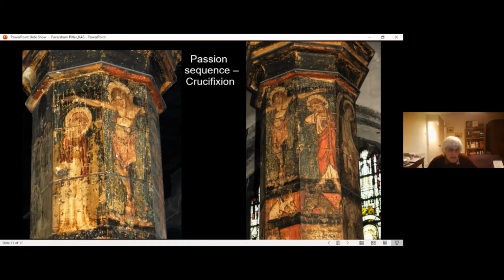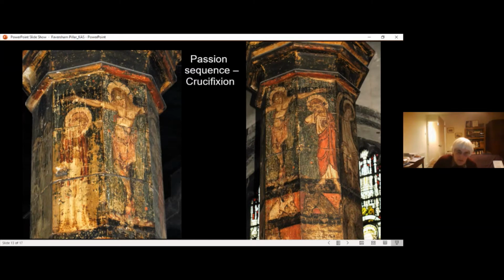But neither Mary nor St. John engage with any of the figures. Instead, they're looking down sorrowfully, and St. John's gesture is one of incomprehension. So at this point we've got a really important sequence, and again, if we remember, this is on the west-facing part of the pillar.